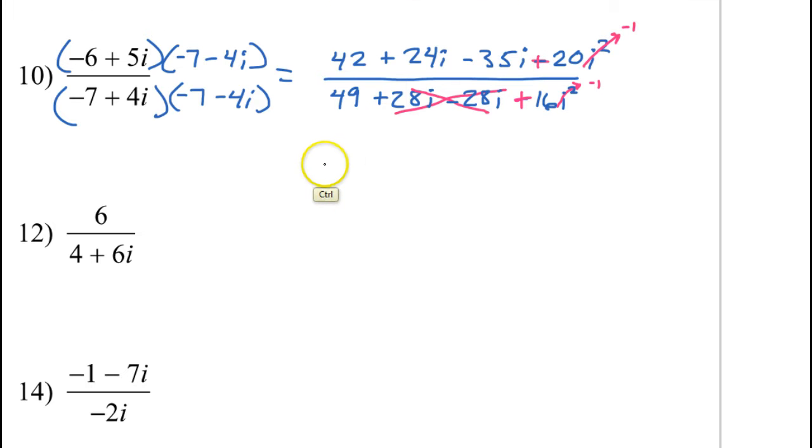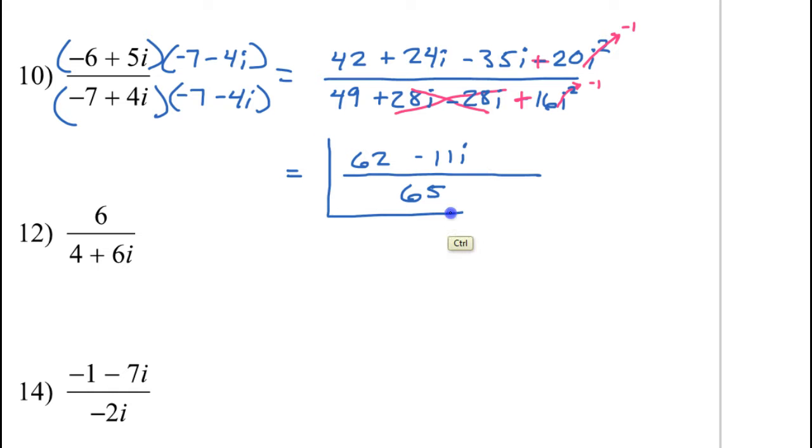So let's see what we've got now as we combine like terms. 42 plus 20, so that'll be 62. 24i minus 35i, so that's going to be negative 11i. And then in the denominator, 49 plus 16 is 65. There's nothing that will divide into all three of these, so this will be the final answer for number 10.